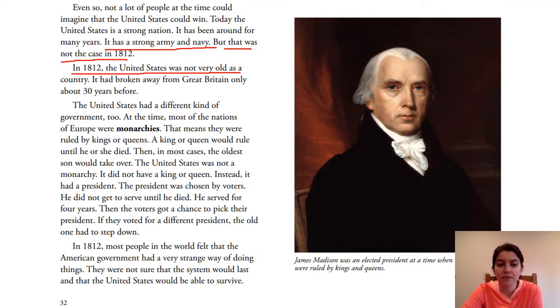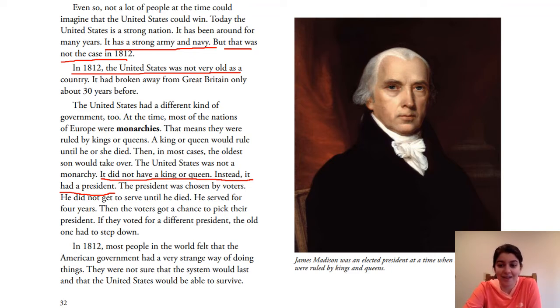Right, the United States was different because it did not have a king or queen. It did not have a monarchy. Instead, it had a president that people voted for. So that was a really new idea back then. Usually, these families ruled for a long, long time. But in the United States, it was a president, and the people, the citizens, got to vote for him.